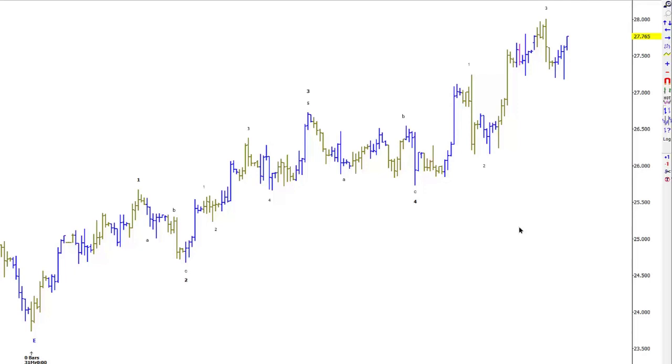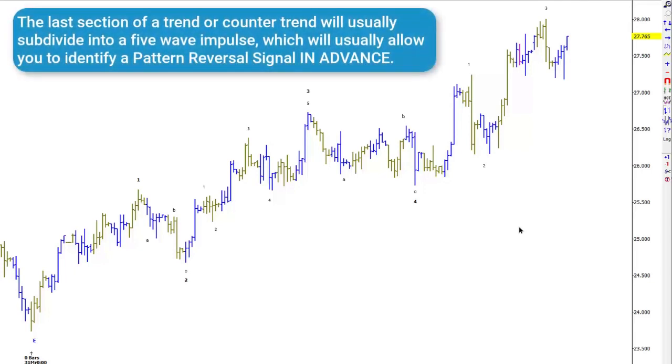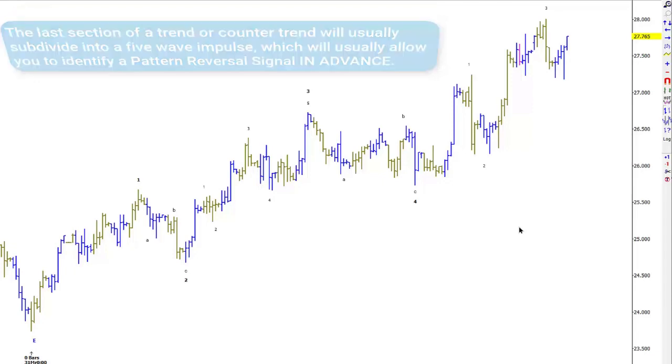And the beauty of it is you can then identify in advance, before the signal's made, a firm pattern reversal signal that will indicate that the whole wave structure is complete and that the higher time frame trend should be complete as well. What great information to have to develop specific trade strategies.